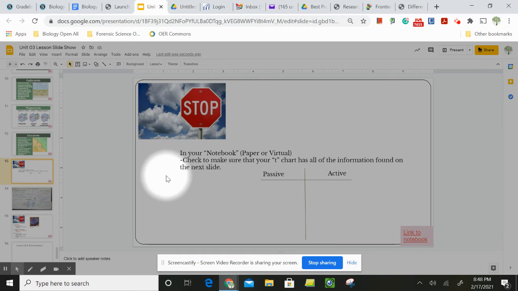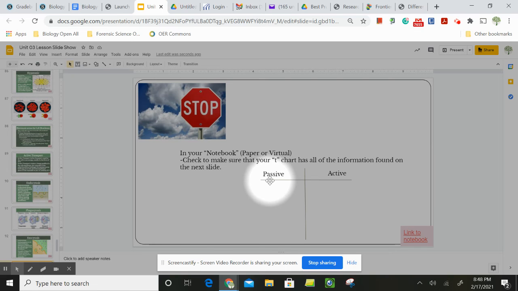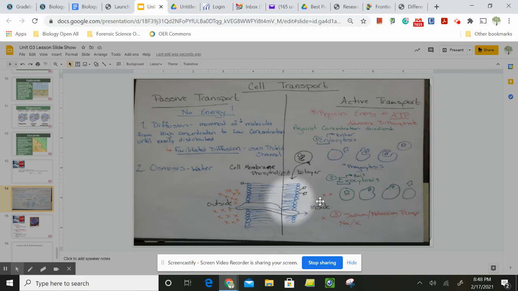We're going to stop right here for a second. In your notebook, you're just going to go back and double check all of these slides and make sure you've written down the information related to passive transport and the information related to active transport. You can double check your work with slide number 94, because this is where I wrote down in my T-chart passive transport: diffusion, facilitated diffusion, and osmosis. Active transport: endocytosis, exocytosis, phagocytosis, and the sodium potassium pump.